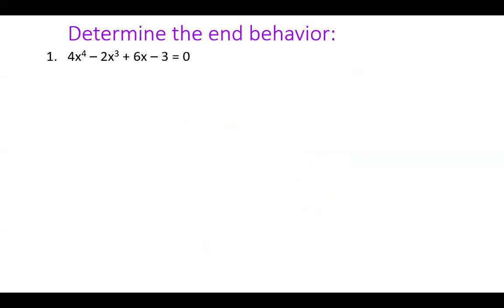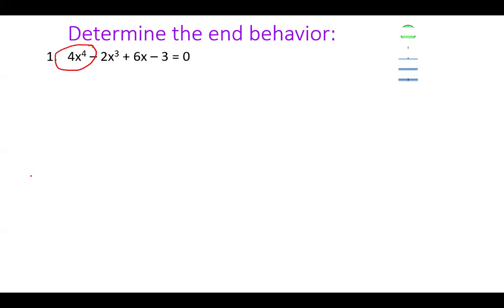Let's look at example number 1. We have 4x to the fourth minus 2x cubed plus 6x minus 3. Are we in standard order? Are our powers decreasing? Yes. So that means that this is our leading term.